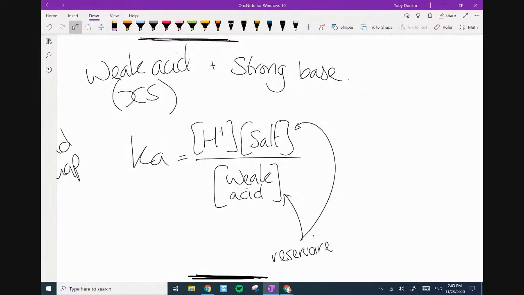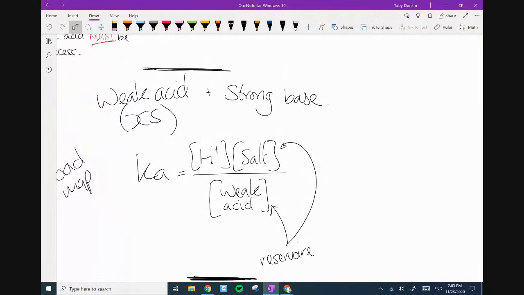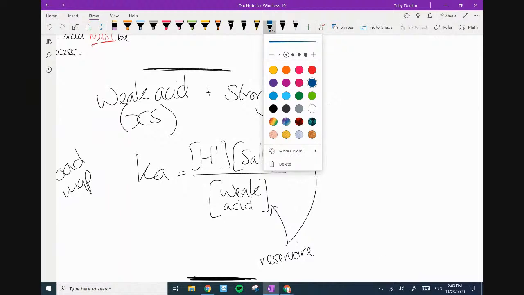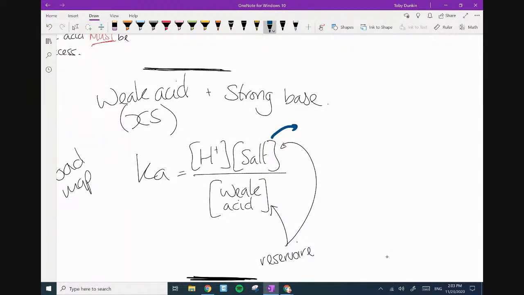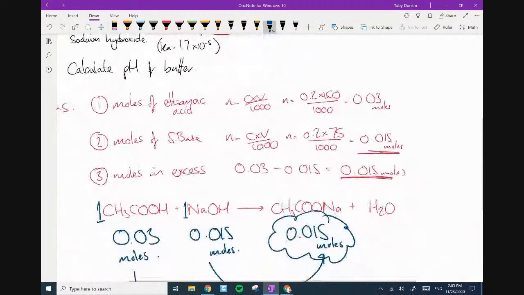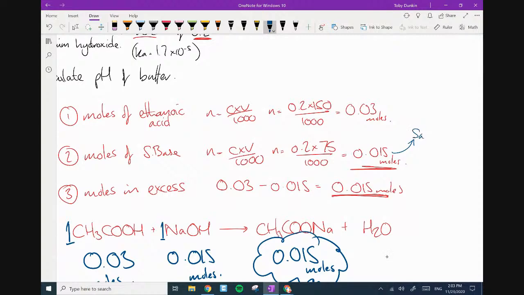So in the previous lesson, that roadmap there could be used directly. However, in this scenario, the moles of salt, the conjugate base, are formed from strong base moles because it's fully neutralized. So I then get myself into the habit of going, they become the salt. It's something that you need to be really, really careful with.